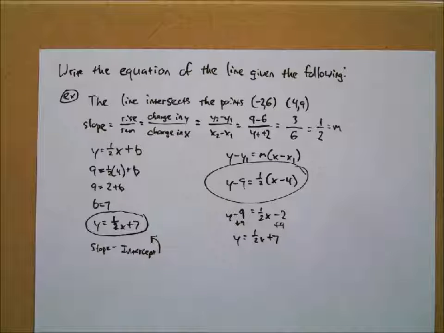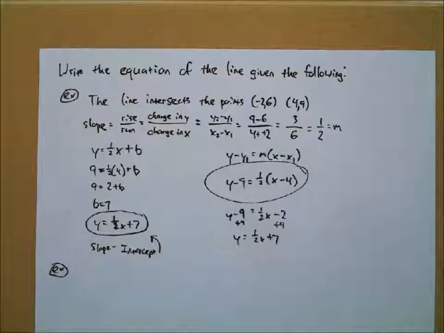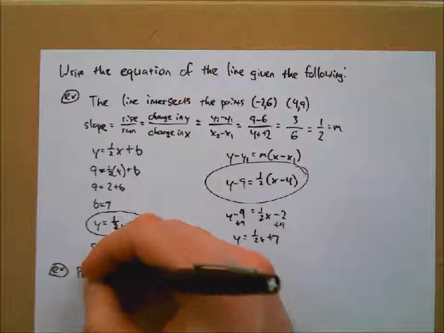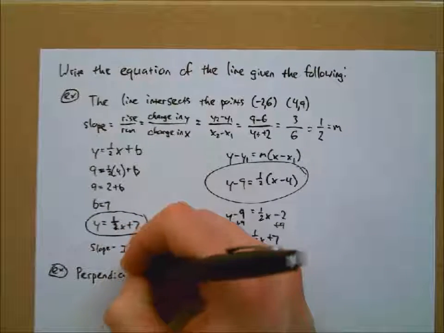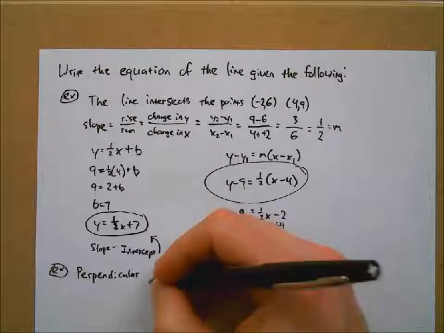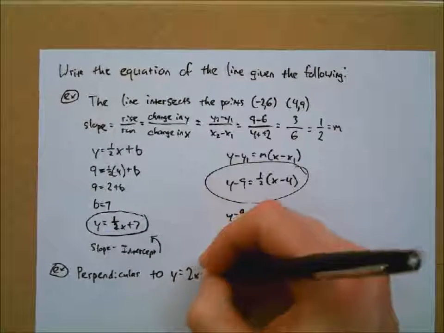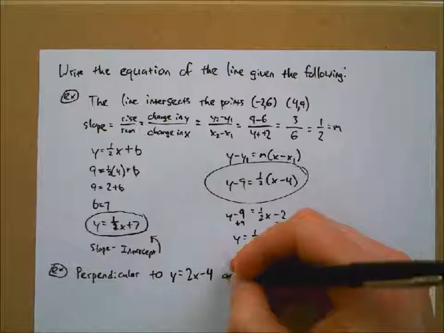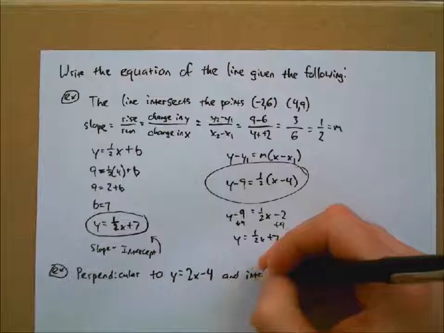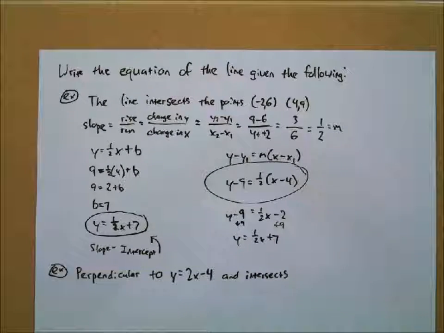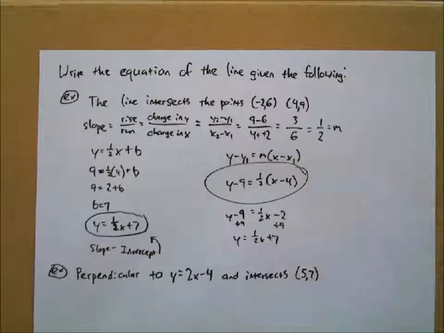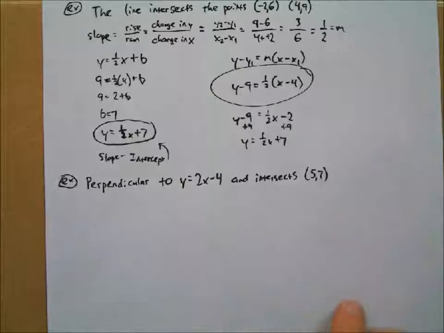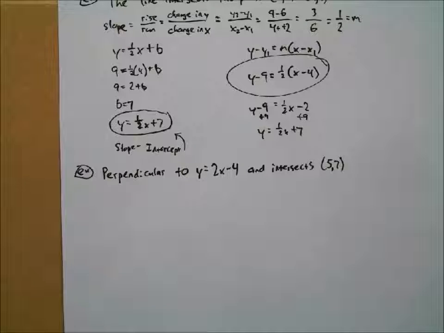All right. We'll do one more example here about writing the equation of a line, and then we'll move on from writing the equations of lines. All right, again, here's just another kind of random piece, bringing in some stuff from yesterday. Let's say our line is going to be perpendicular to y equals 2x minus 4 and intersects the point 5, 7. Okay, so our line has got to be perpendicular to y equals 2x minus 4, and our line will intersect the point 5, 7. Okay?